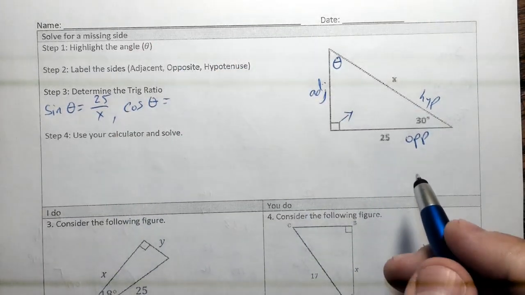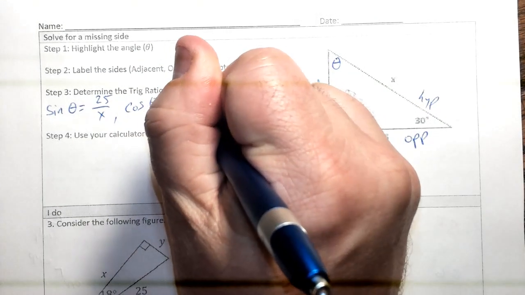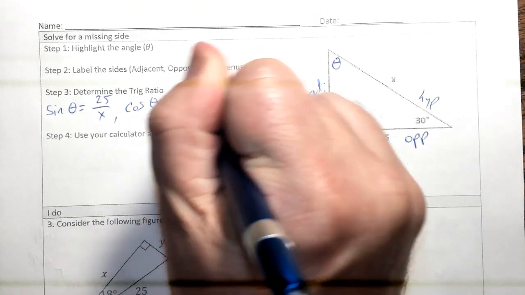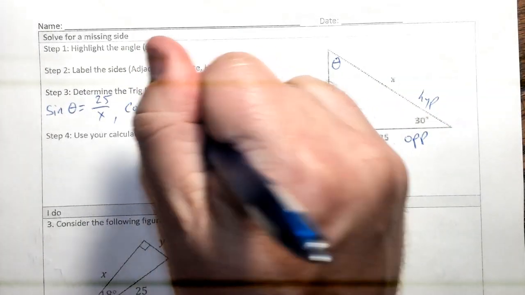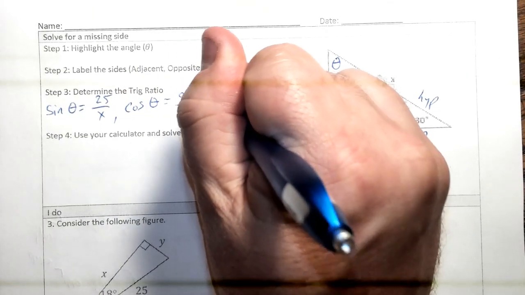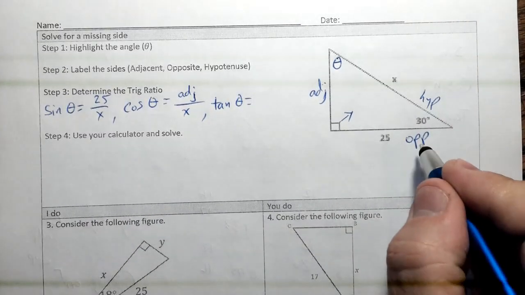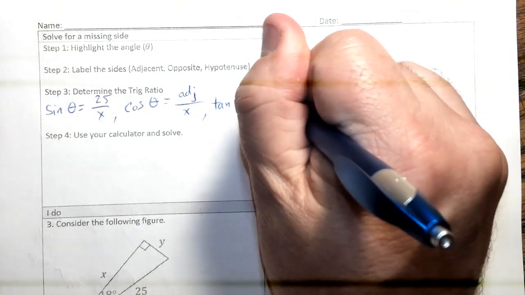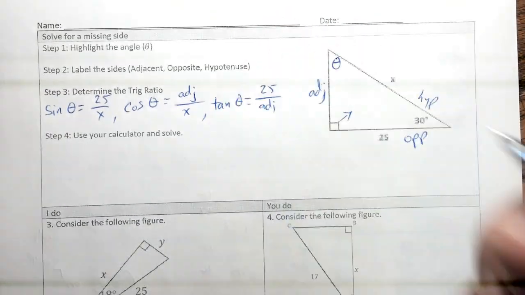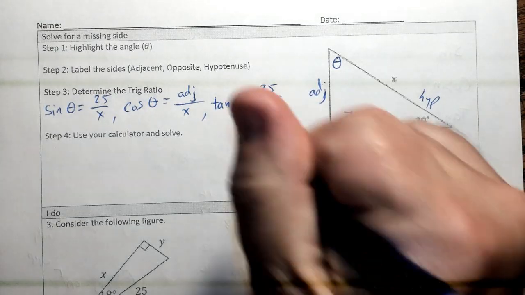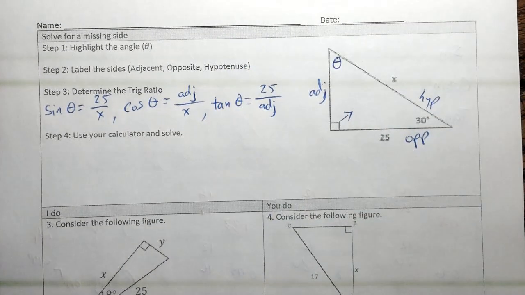is going to be equal to the adjacent, which we don't have a measurement for, so we're just going to put adjacent over x. And the tangent for theta is opposite, which is 25, over the adjacent, which doesn't have a measure, so we're just calling it adjacent. I would call it x, but that's already called x.